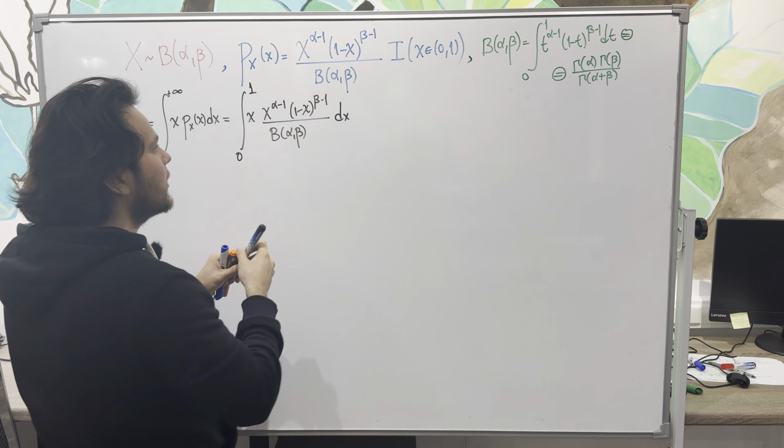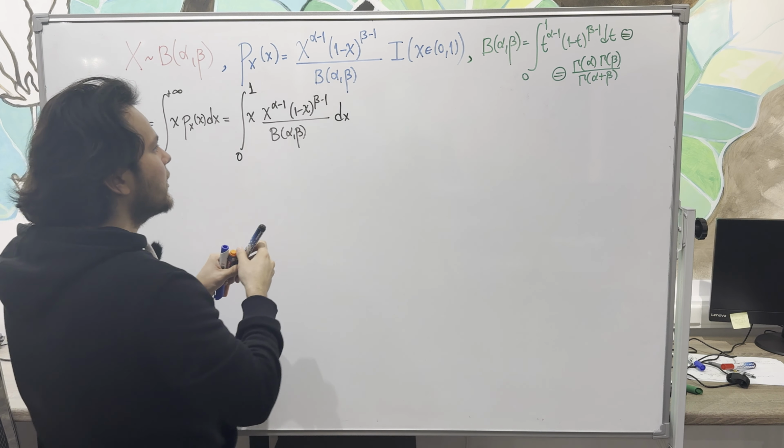Now let me replace that. But before replacing, let me notice again that here we have this indicator. So from the very beginning, we can see that the integral is not going to be from minus infinity to plus infinity, but from 0 to 1. So we'll have the integral from 0 to 1 of x squared by the PDF, so x to the alpha minus 1, (1 minus x) to the beta minus 1, divided by the beta function of alpha and beta, dx.